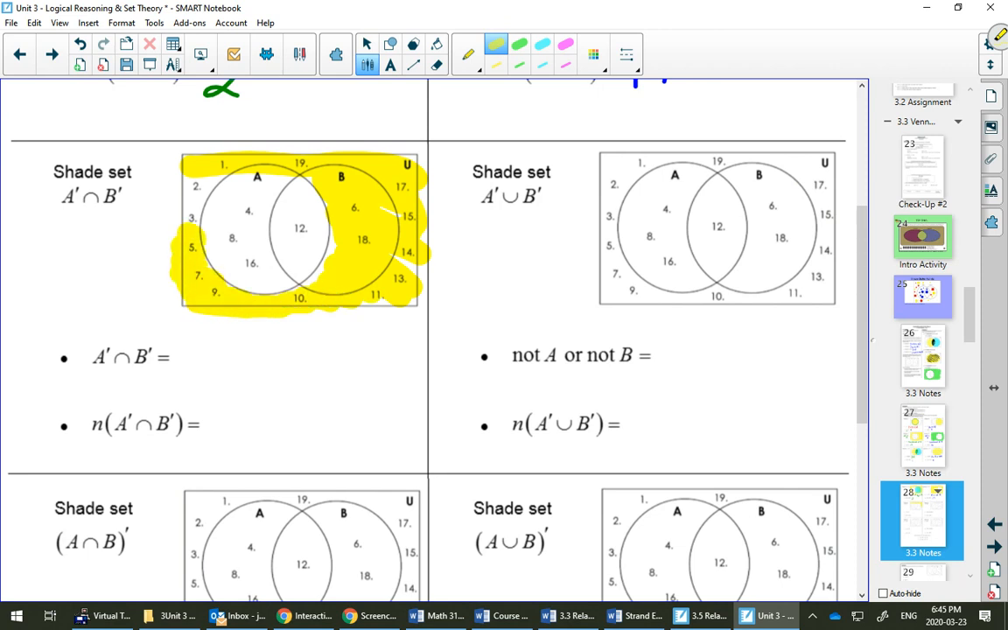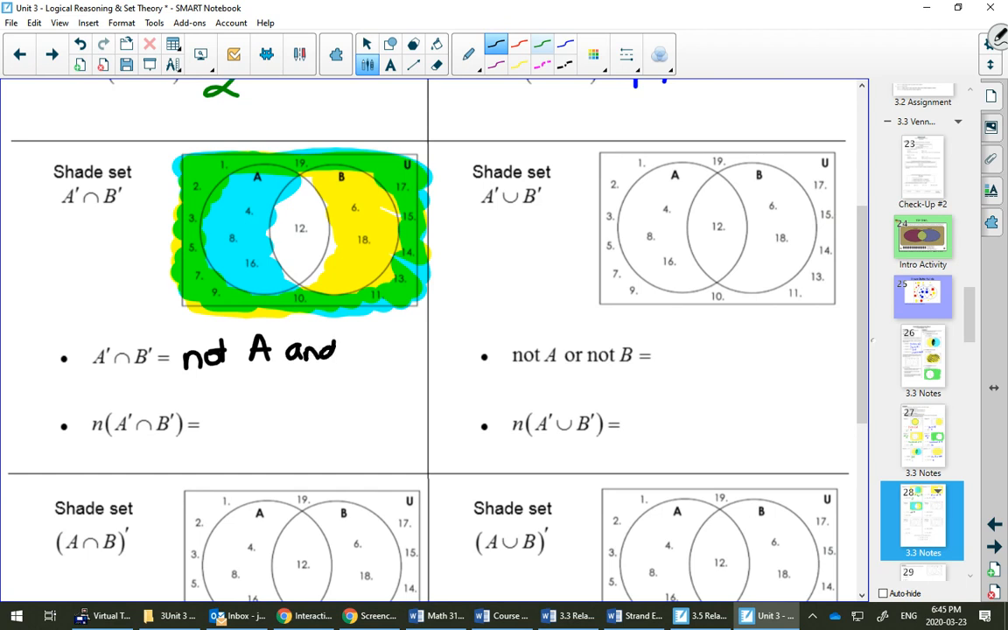Everything that's outside of A and not B, so everything that's outside of B. If you notice, the only part is not A and not B, so it's the piece that's green. It's basically everything that's outside of those two circles that I would be shading. So not A and not B would be 11 elements.